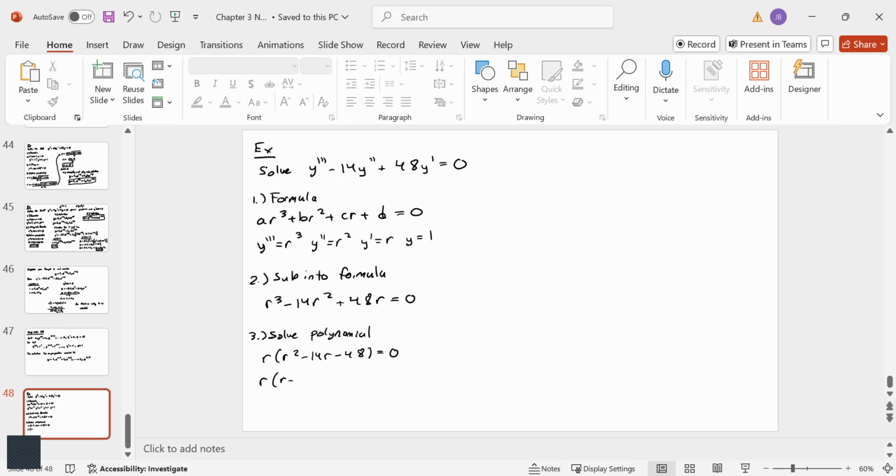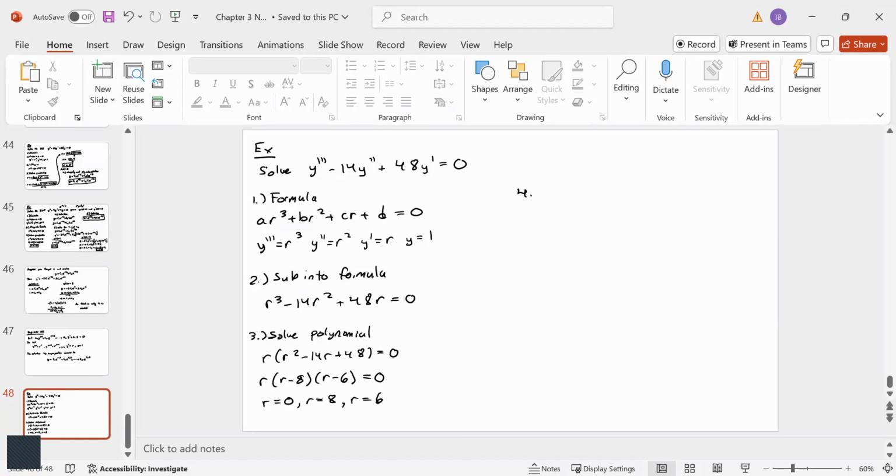So it'd be R. What multiplies to 48 and adds up to negative 14? Except that should be a positive 48. 6 times 8 is 48, but negative 6 times negative 8 is also 48 and adds up to negative 14. So we're going to say that. Again, quadratic formula. If that doesn't feel nice, use the quadratic formula. So then R equals 0, R equals 8, R equals 6. Those are the roots of the polynomial.